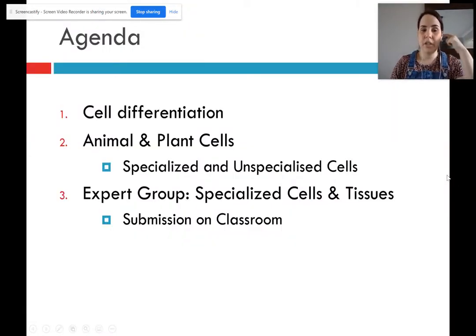All right, so what we're going to be doing today is we're going to look at cell differentiation, then we're going to look at both plant and animal cells and their different types of specialized and unspecialized cells. And then what you guys are going to be doing is a small expert group where you're going to be reading in your textbook about different specialized cells and tissues and submitting that work to me on Classroom.